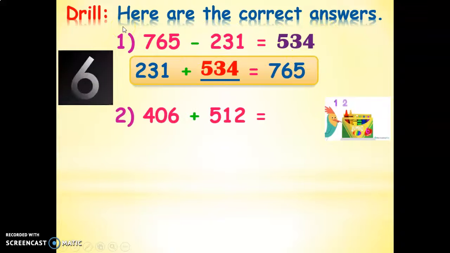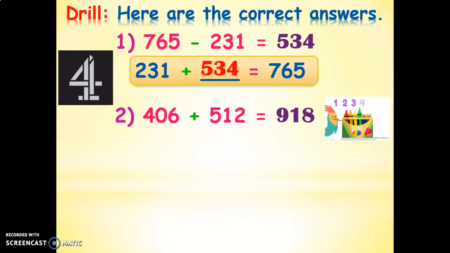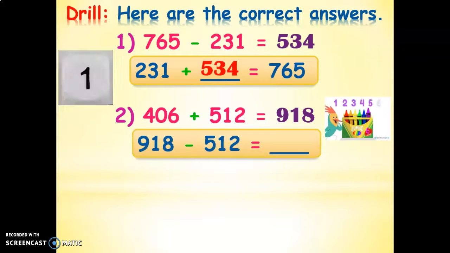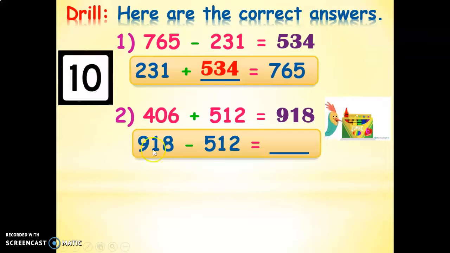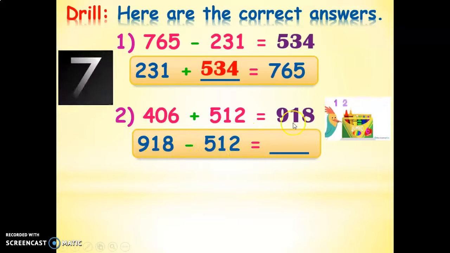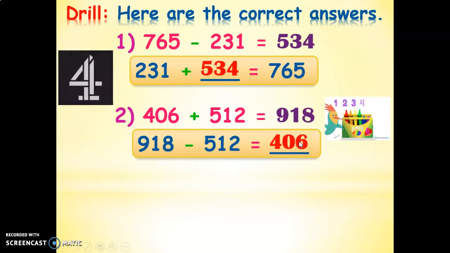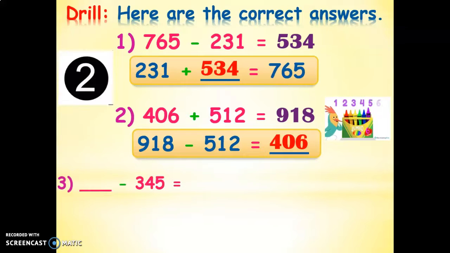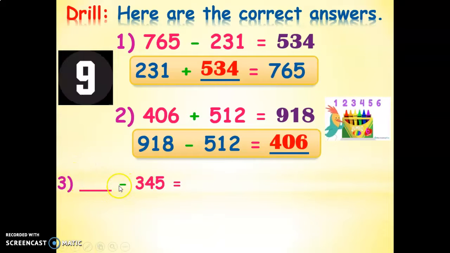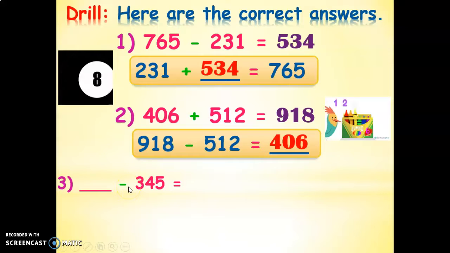Now for number 2, you have 406 plus 512 equals 918. Let's try to complete its inverse operation. If you are given 918 minus 512 from this same equation, the missing number here is 406.